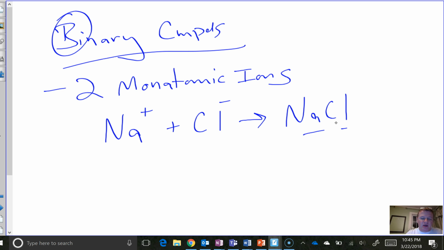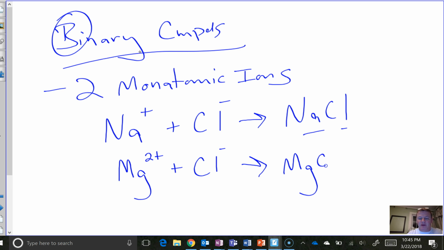Now, we can't get this confused with scenarios like this where we have magnesium with a +2 charge and chlorine. Because the magnesium is +2, remember we crisscross that to get the compound magnesium chloride, MgCl2. This is still binary, even though there are 3 ions in this compound, because there are only 2 elements at work here.